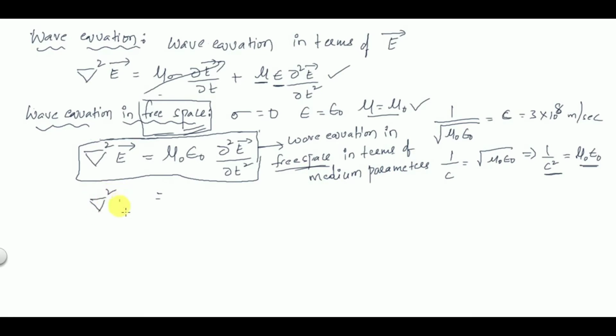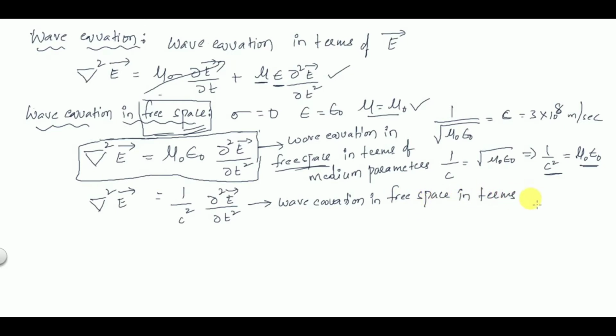Similarly, del square E bar is equal to mu naught epsilon naught, which can be written as 1 by c square dou square E bar by dou t square. So this is the wave equation in free space in terms of velocity of light. This is also one of the equations for the EM wave in terms of velocity of light.